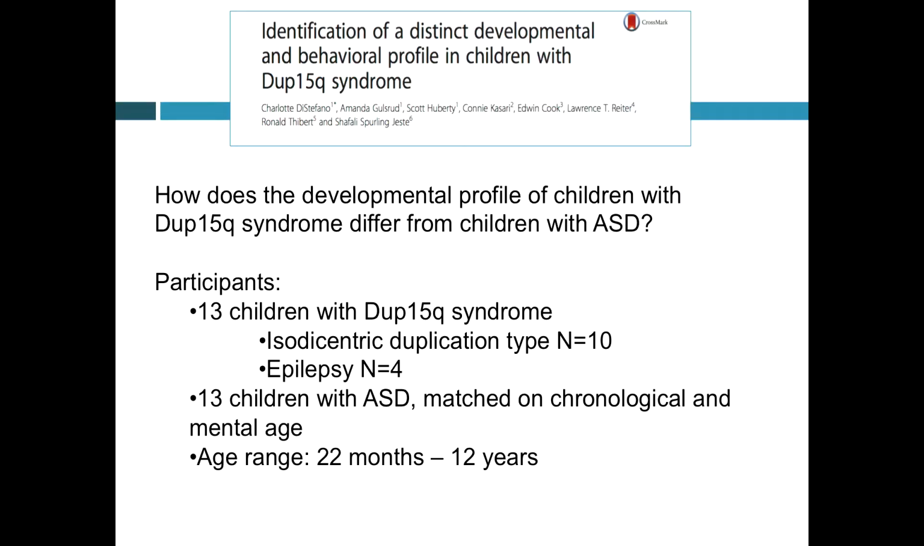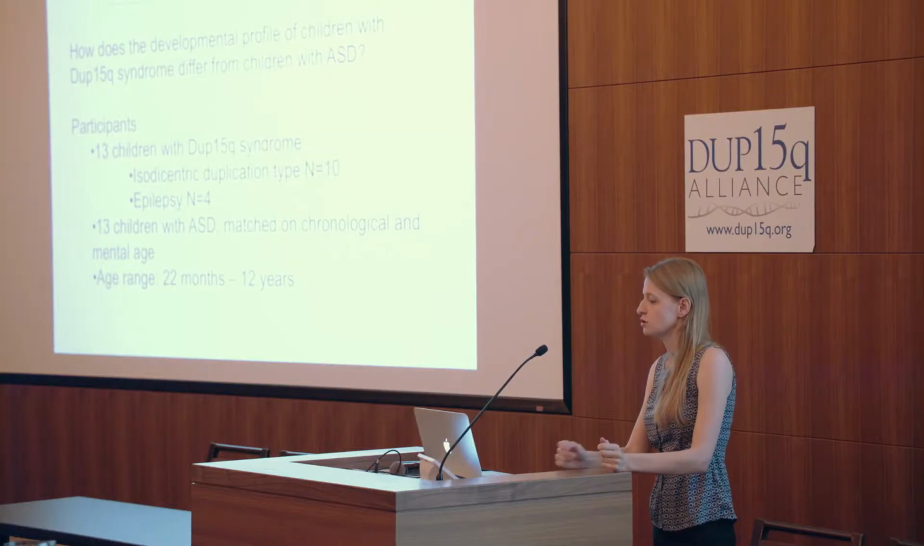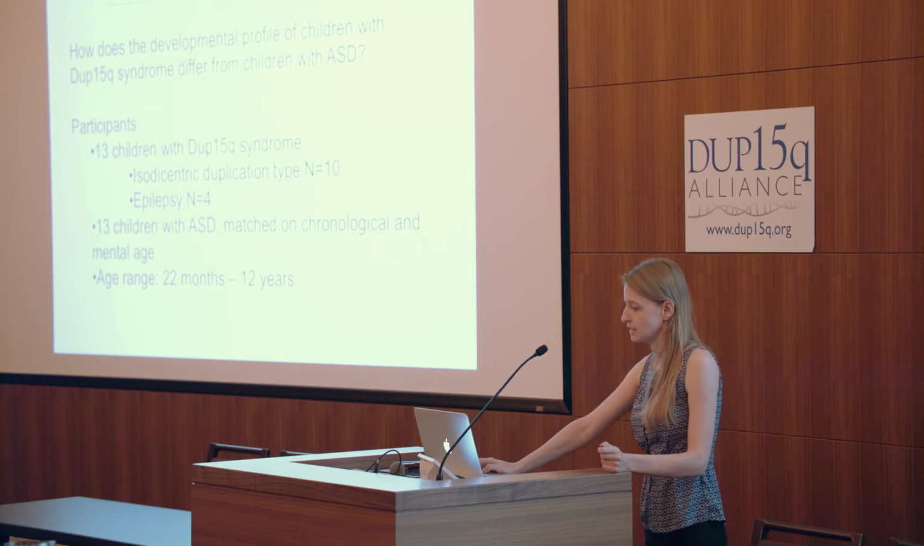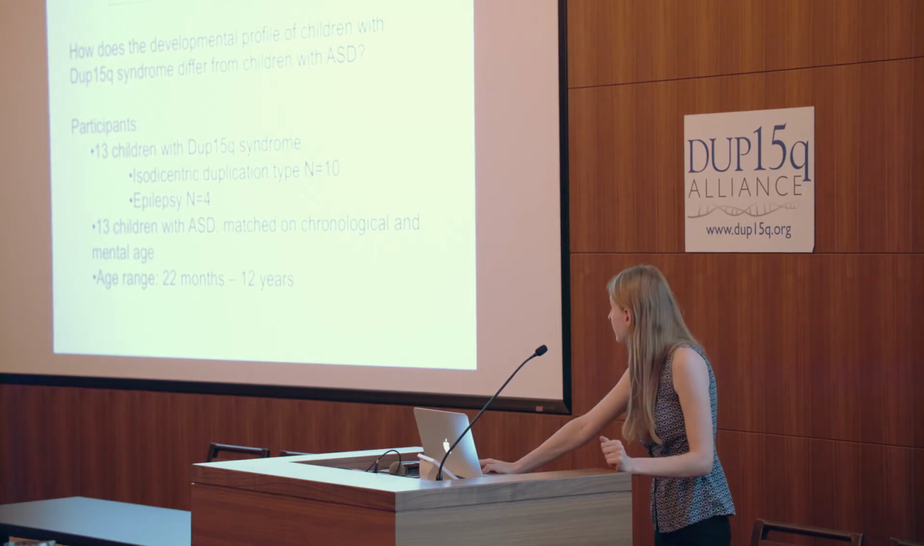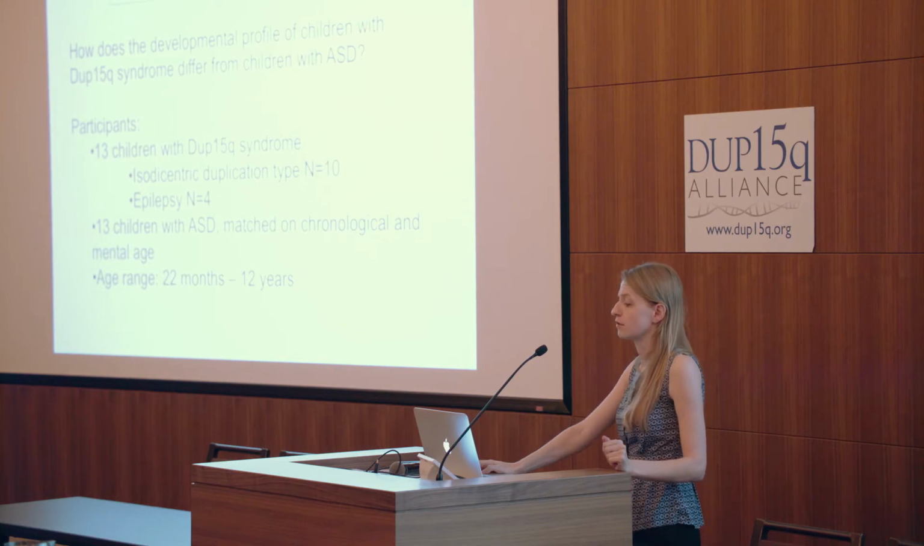So we had 13 kids with Dup15q who participated in this study. They came here to UCLA. And then we matched them with 13 kids with ASD, and these were matched on both chronological and mental age. And we had kids who were about 2 to 12 years old, so a pretty big age range. And Rajutha highlighted a bit of this data, so I'm going to go quickly through it.